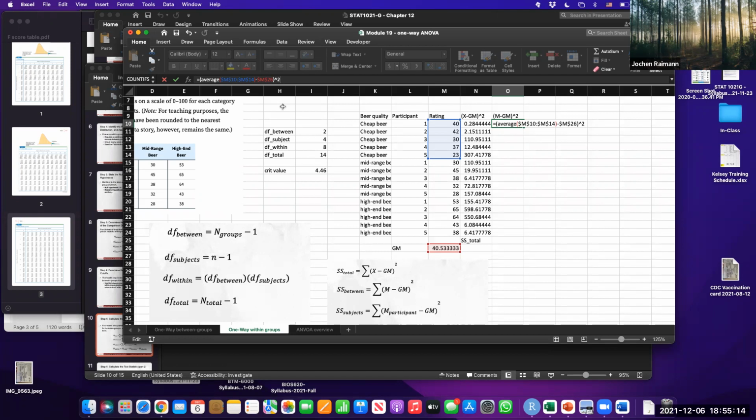Wait, so why is the mean that we're using only the first group? Because it's a group mean. But wouldn't the cheap beer be the first group mean, and then the mid-range beer the second group? Yeah, we're only doing that for these 5 entries. And we're doing it for the mid-range beer in a separate step. So it becomes 3 steps. For each group, we have to do the same thing. And this is where it's a little bit more painful. And it gets even worse because we need a participant mean as well.